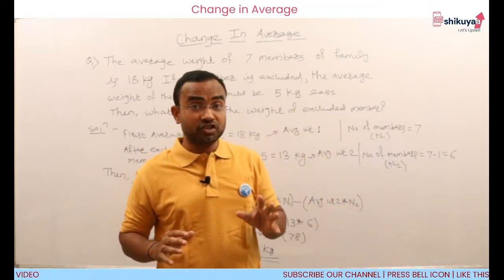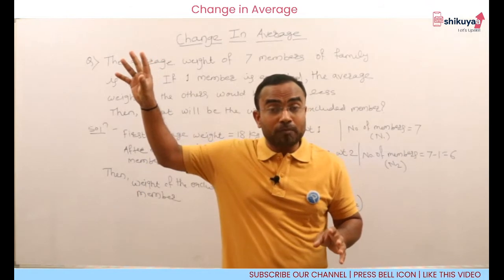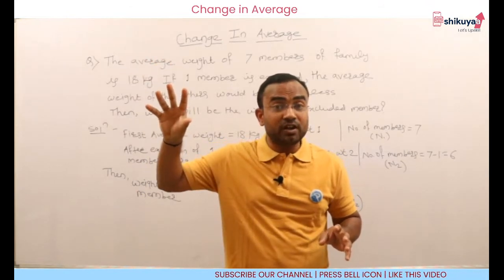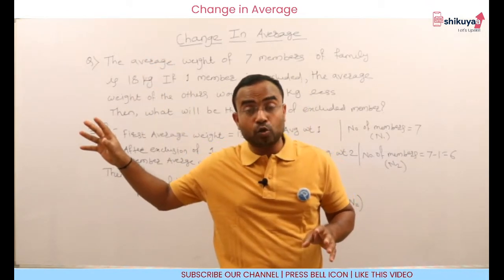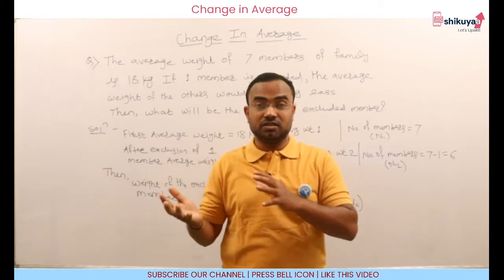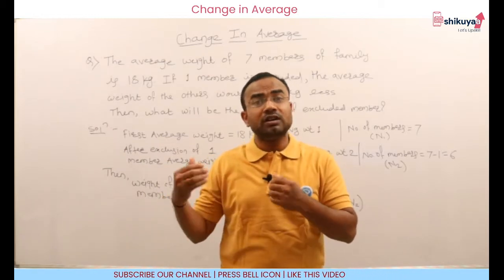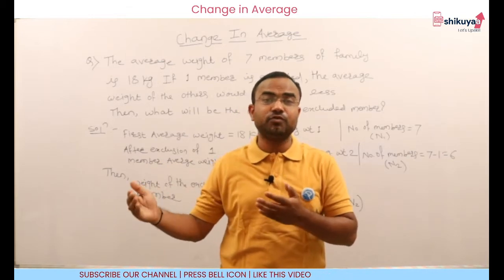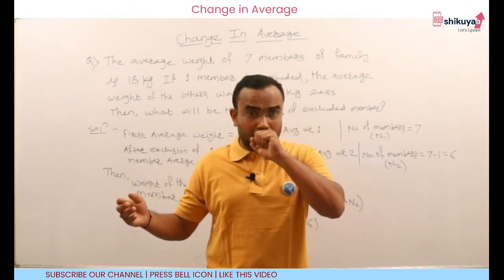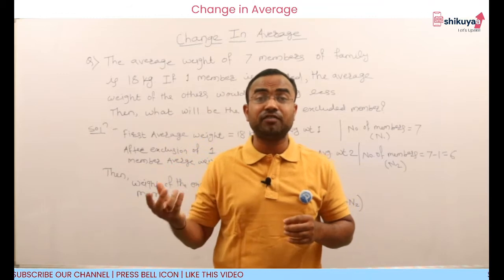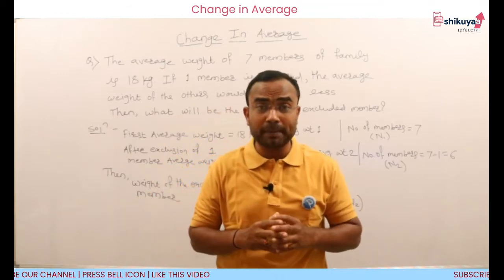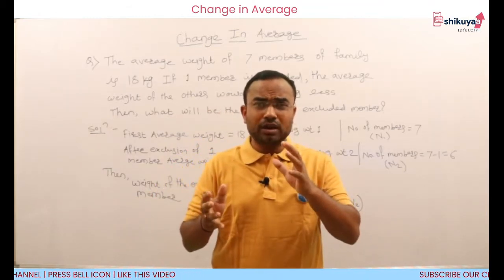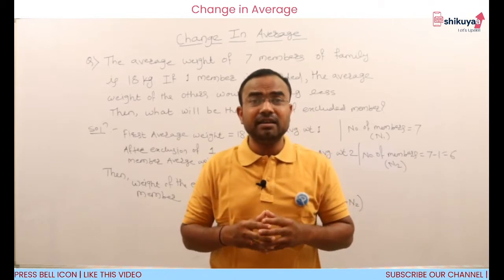You know the procedure, you know the number of members, you know the average weight 1, you know the average weight 2. What you have to do is just average weight 1 into the number of members, minus average weight 2 into the number of members after the exclusion of one member. So we are going to directly implement it in C coding.